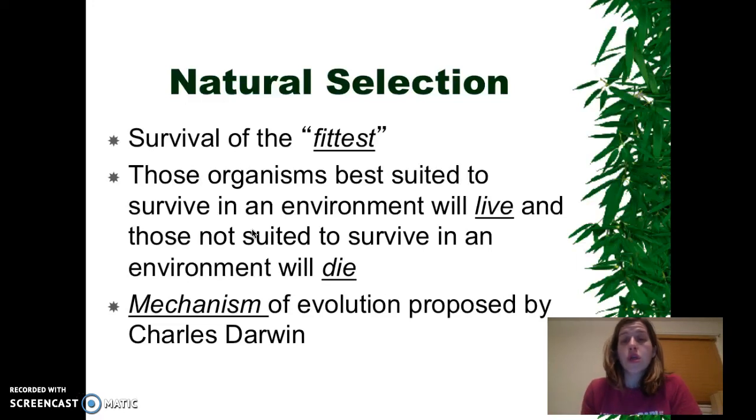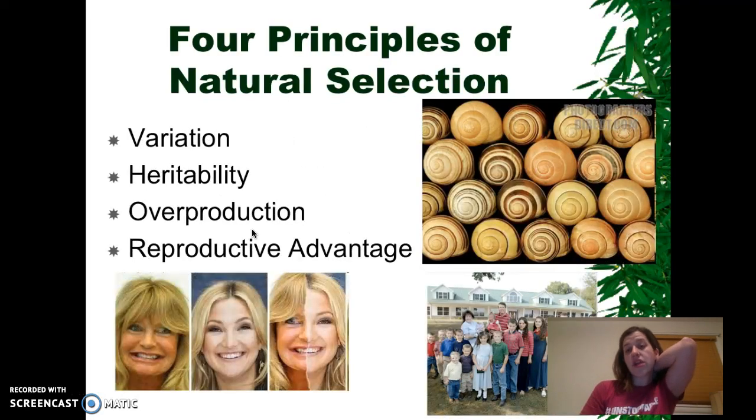Okay? So this is a mechanism that's proposed by Charles Darwin. He is credited for really propelling the theory of evolution. He wasn't the first one to think about the theory of evolution, but the one that has propelled that. And we have talked about him, looked at some of his work previously. So let's look at a few principles of natural selection.